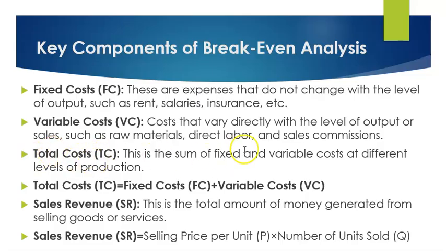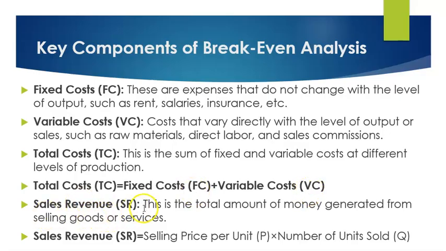Total cost. So total cost is the sum of fixed cost and variable cost at different levels of production. So total cost is simply you add the variable cost and the fixed cost. So total cost, TC, is equal to fixed cost, FC, plus variable cost, VC.